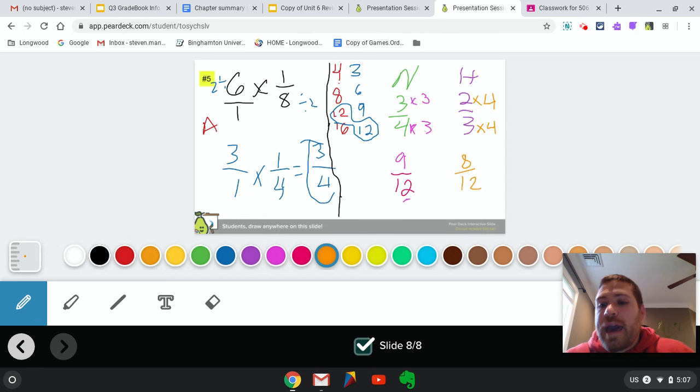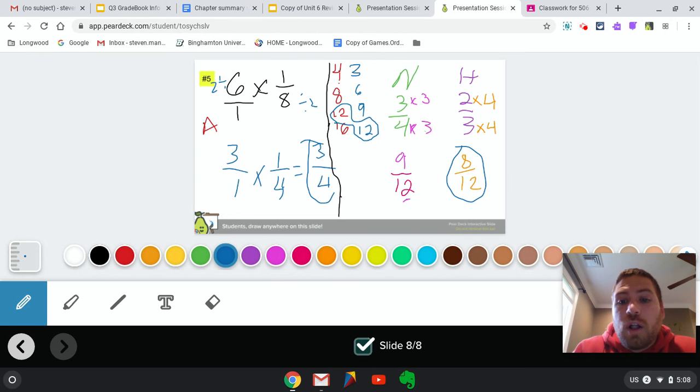He has 8/12. Does he have enough to make the 6 batches? And the answer is he does not, right? 8/12 is smaller than 9/12. So he is very, very close to having enough, but he does not have enough black pepper to make this recipe 6 times, or 6 batches of this recipe.